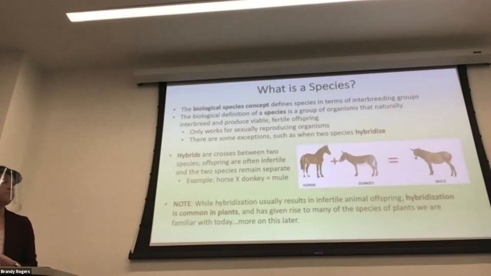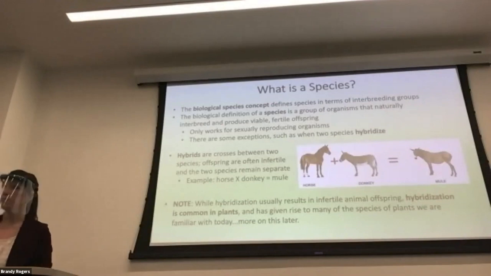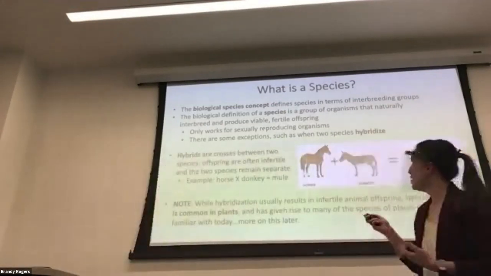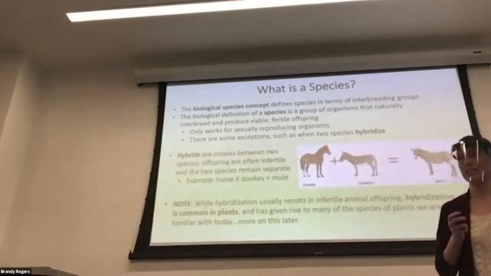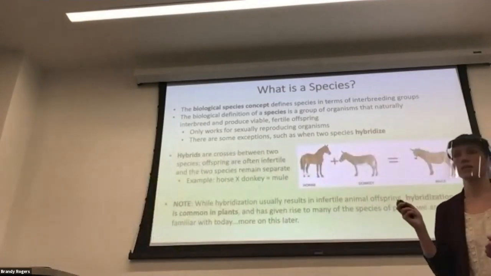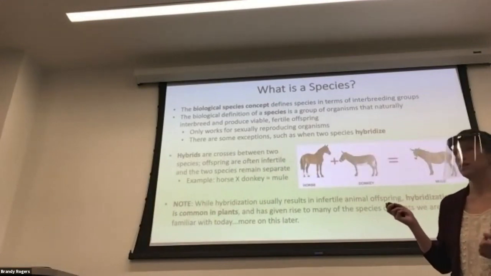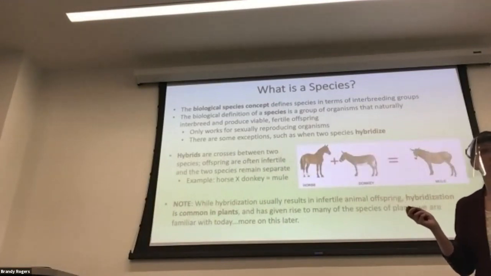The biological species concept is the one that we're going to operate under, and that just says that a species is a group of organisms that naturally interbreed and produce viable, fertile offspring. What does viable mean? What is a viable offspring? Anybody know that word? Yeah. One that would be capable of living to adulthood.